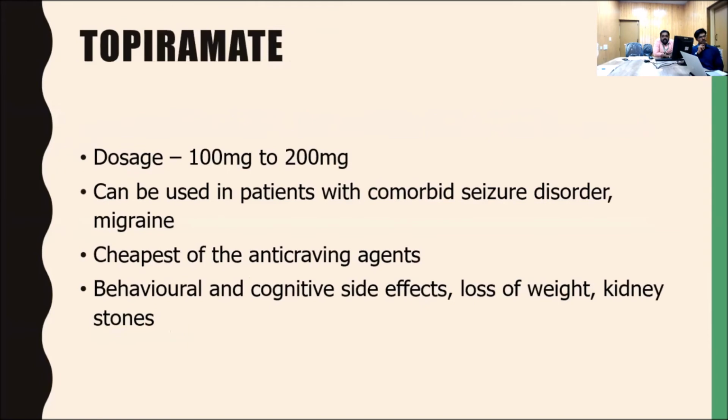Topiramate is the other agent that we use at 100 mg to 200 mg. It can be used in patients with comorbid seizure disorder, migraine. So all of the agents that we have described. As I said, naltrexone costs 55 to 65 rupees for a 50 mg tablet. A lot of our clients end up needing 100 mg of naltrexone.